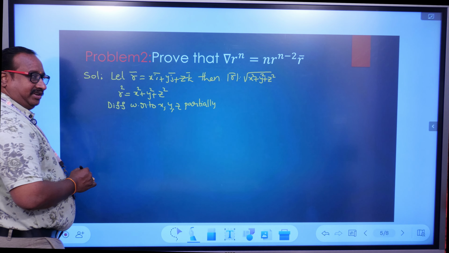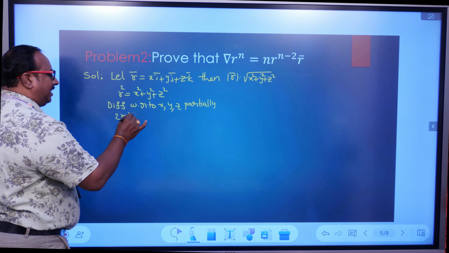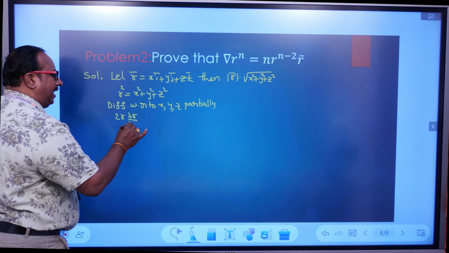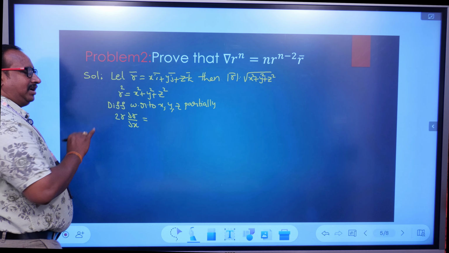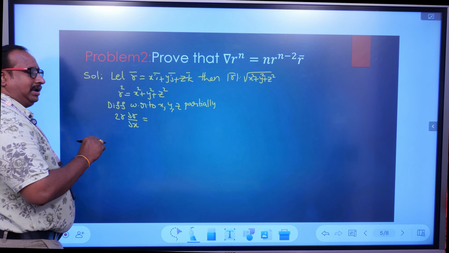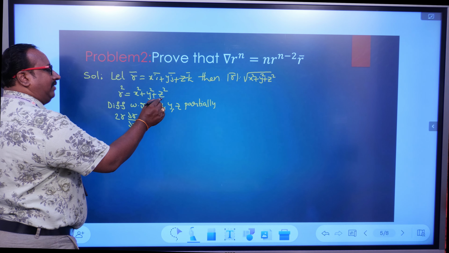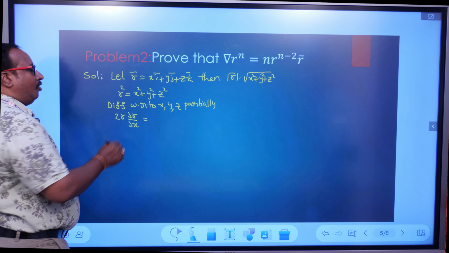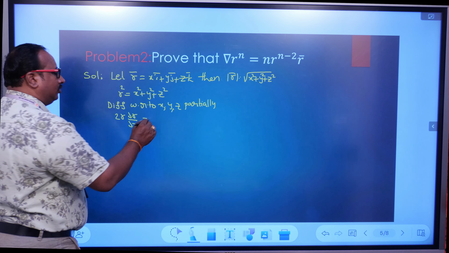Now the left side is r square. Derivative of r square is 2r into inner derivative, r dou r by dou x, equal to right hand side. When we differentiate with respect to x, remaining two variables y and z are constants. That's why derivative of y square, derivative of z square are zeros. Only we have left right hand side x square. The derivative of x square is 2x.